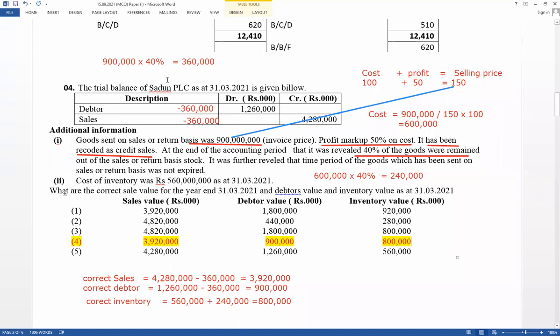You have to recognize if it has been recorded, how to correct. If it has not been recorded, how to correct. Right. Therefore, question number four, answer 4. Next one, question number 5.